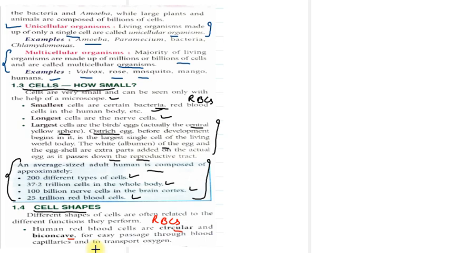and to transport oxygen. Why are they circular and biconcave? To give easy passage through blood capillaries and transport the oxygen, right? So the blood capillaries are narrow, so due to their oval shape they can move from one place to another in our blood capillaries, right? Let us move to the next.